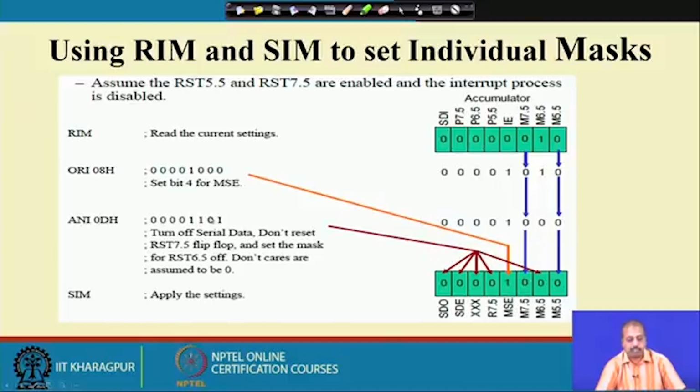For 6.5, this bit is made 0, so it will be ANDed with that, and accordingly we will get a 0 here. This interrupt was disabled, and after this it becomes enabled, whereas the status of 7.5 and 5.5 remain unchanged. 6.5 was disabled previously, now it becomes enabled. So without touching other interrupts, you can set or reset a particular interrupt.